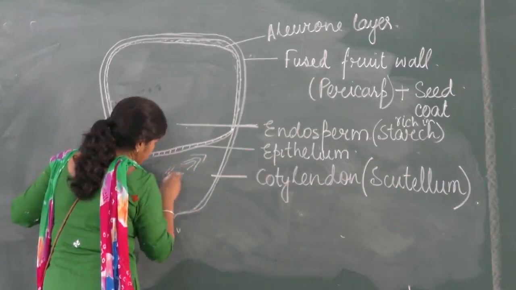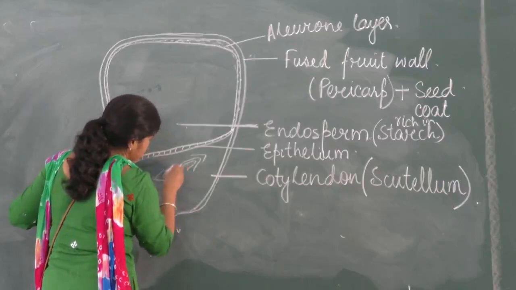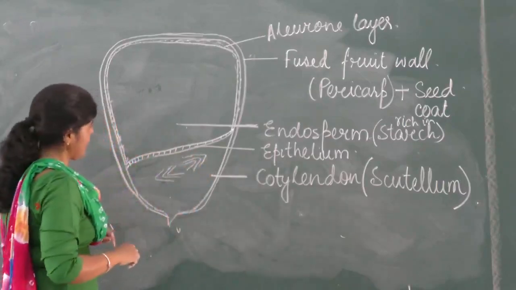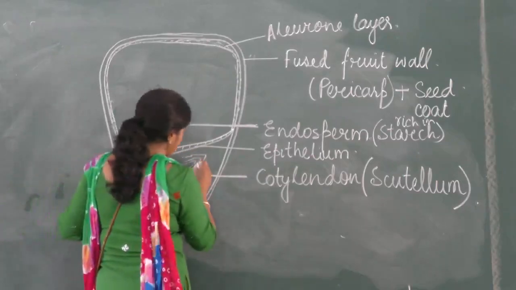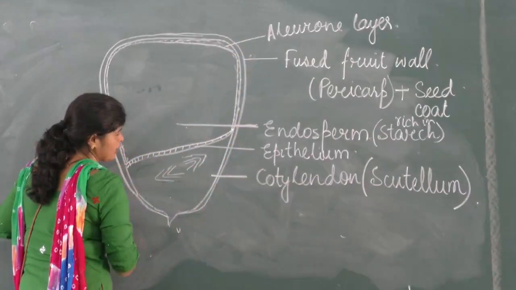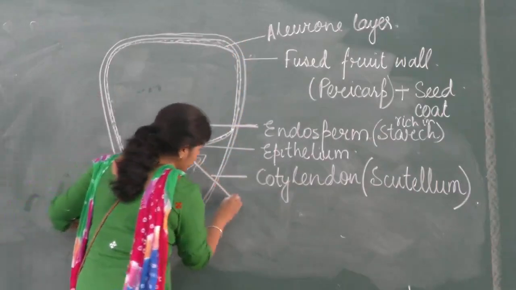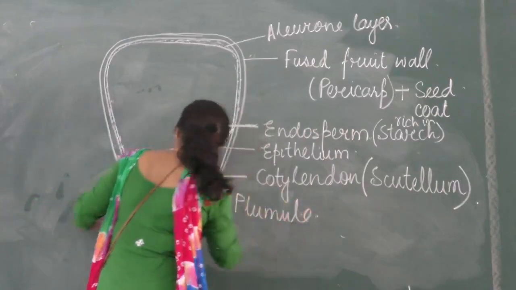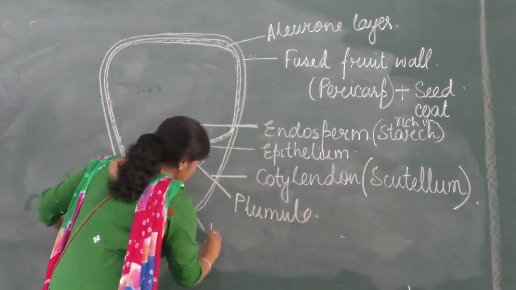And here is present actually the embryo. Okay, as embryo, the plumule and the radicle. Now the plumule will give rise to the shoot system, and this will give rise to the root system. So what will we call it? We will call it the plumule, and this the radicle.